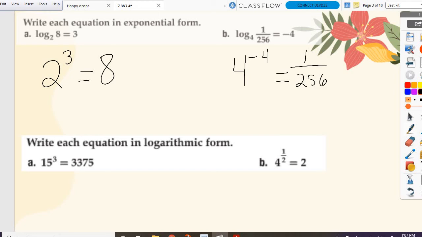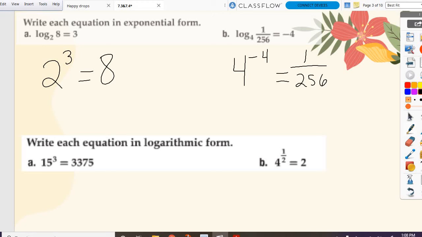And if we look at that equation there, it makes sense because remember one of our exponent properties is that a negative exponent flips our fraction. And so we would get 1 divided by 4 to the 4th, and 4 to the 4th is 256.